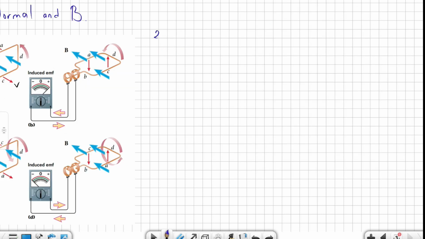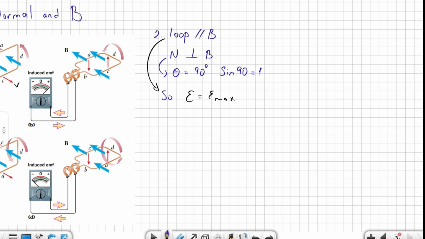And if change in flux is equal to 0, induced EMF will also be equal to 0. For the other orientation, when the loop is parallel to the magnetic field, the normal and the magnetic field will be perpendicular. We said that they are always opposite to each other. Since the loop is parallel, the normal is perpendicular. Since normal is perpendicular, the angle is 90 degrees and sine 90 is equal to 1. We will have maximum induced EMF. So we'll read it like this. We will say that if the loop is parallel to the magnetic field, the induced EMF is maximum.